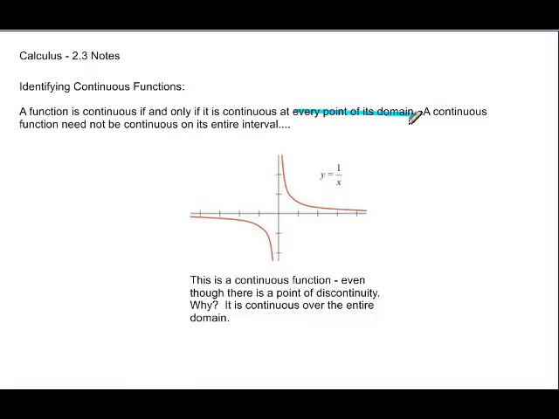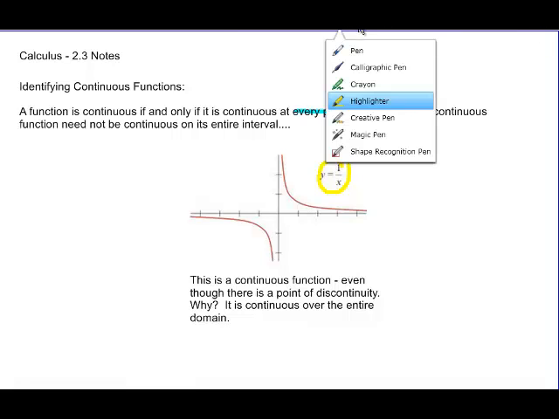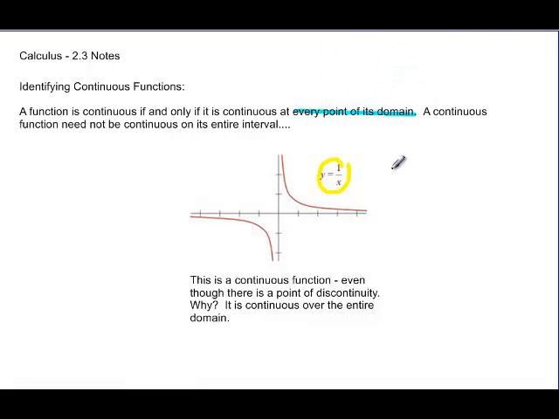A continuous function does not need to be continuous over its entire interval. For example, y equals 1 over x. This is a continuous function because it is defined for every point in its domain.